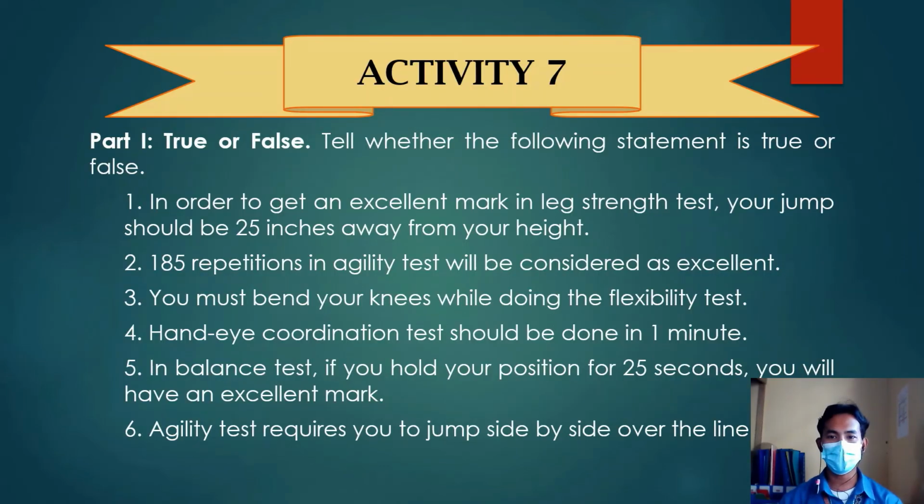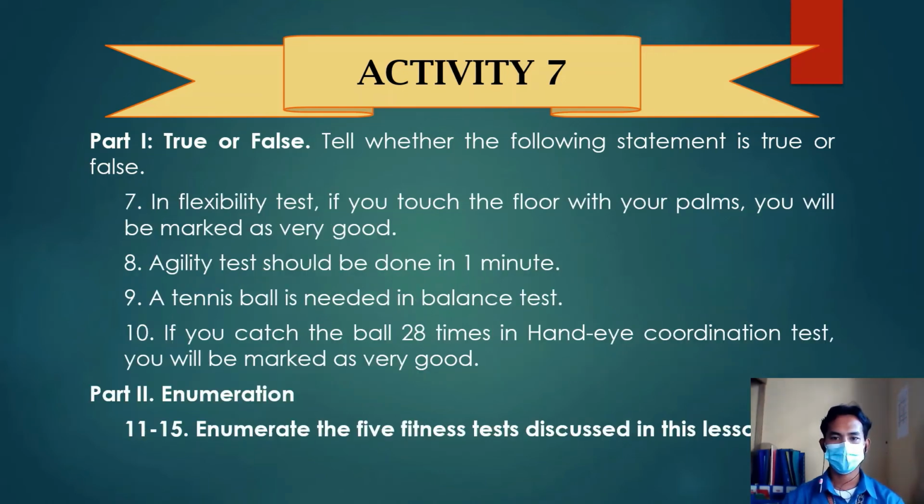Let's proceed to your activity. This activity is composed of 2 parts. Part 1, true or false. Tell whether the statement is true or false. Part 2, enumeration. Enumerate the 5 fitness tests discussed in this lesson.